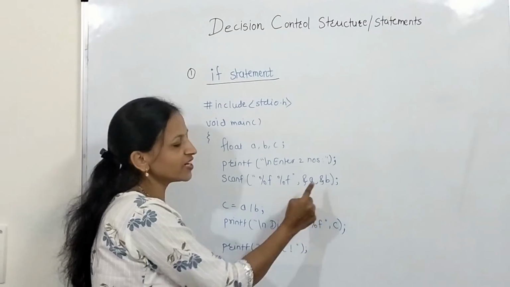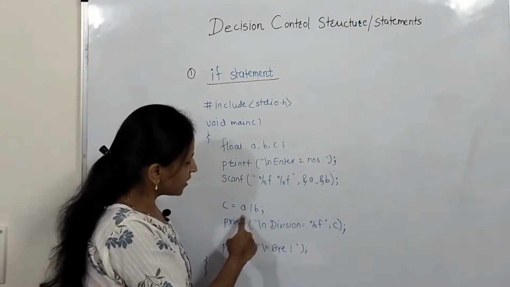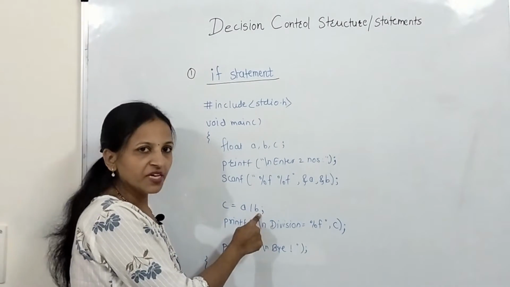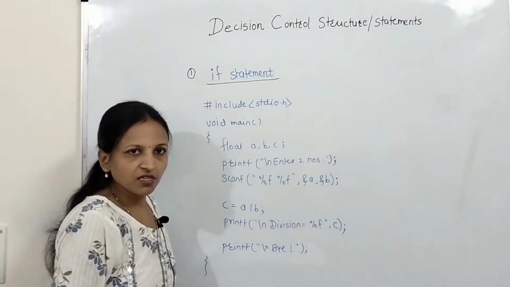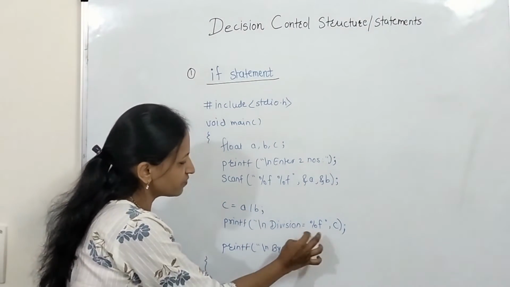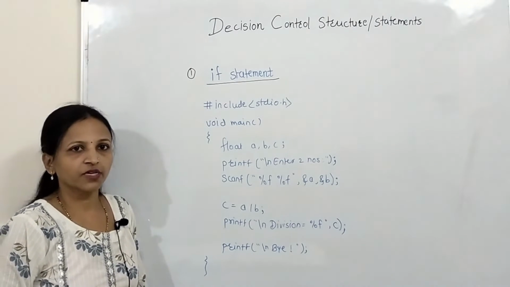After that, the user will enter two numbers. Those two numbers will get stored inside A and B. And now we will do the division, like A divided by B, and we will display the division in this way. This is the normal, and after displaying the division, it will display bye. This is the normal execution of this program.